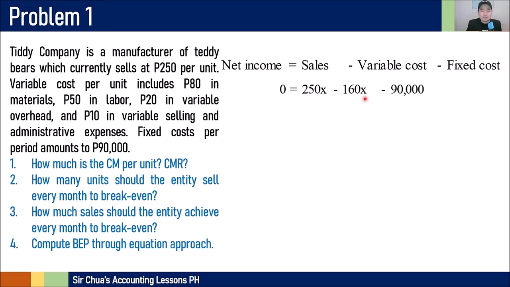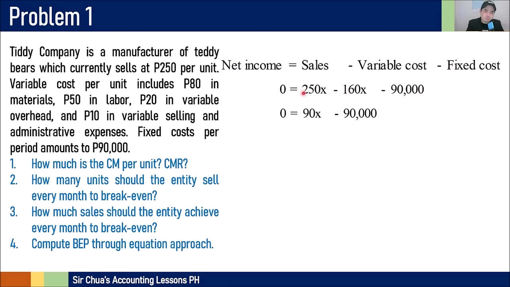Minus your total fixed cost of 90,000. So, pagsamahin po natin yung dalawang X. Okay. So, 250 minus 160, so 90X. Kung mapapansin nyo po, 250 minus 160, diba ito rin naman po yung contribution margin per unit natin?